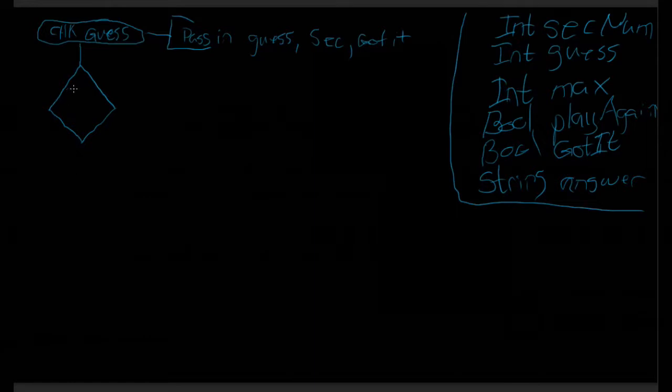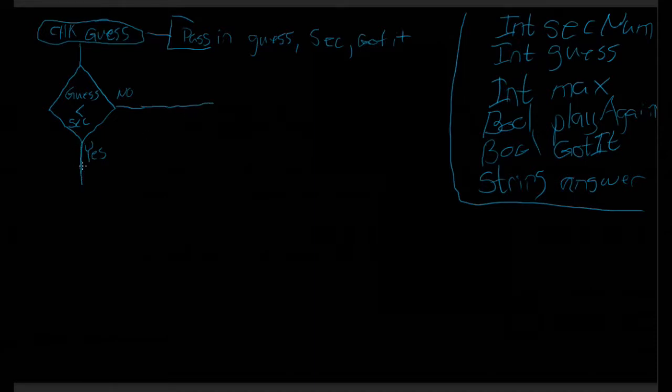So let's say GUESS is less than SEC. So if it is less than that, let's do it this way. If it is less than, what we need to do is output something and then continue on. So this is going to say yes, it is less, and this is the no. Hope I'm doing this right.